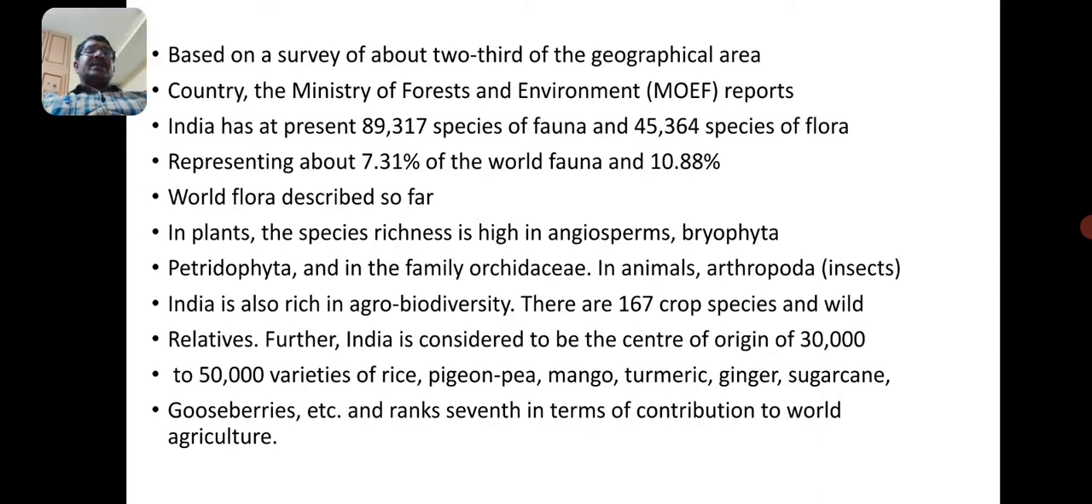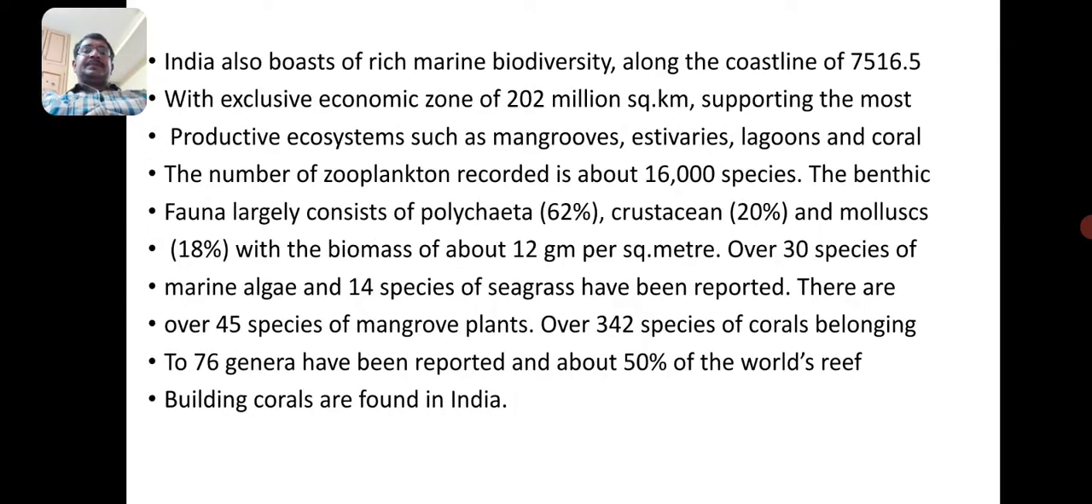There are 167 crop species and their wild relatives. Further, India is considered to be a center of origin of 30,000 to 50,000 varieties of rice, pigeon pea, mango, turmeric, ginger, sugarcane, and gooseberries, and ranks 7th in contribution to world agriculture.